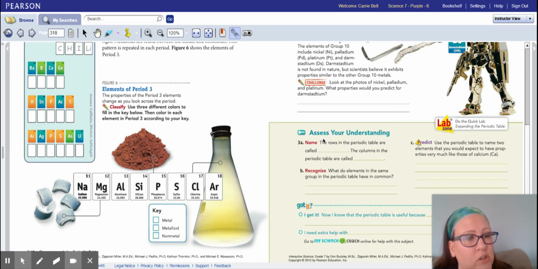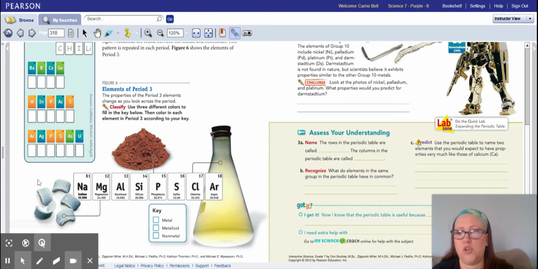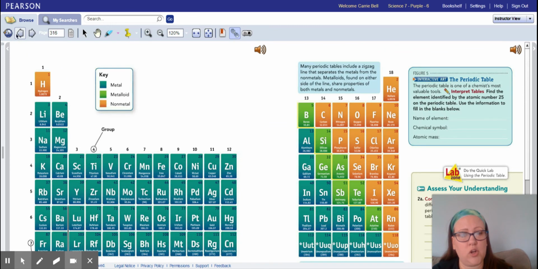And use the periodic table to name 2 elements that you would expect to have properties much like those of calcium. So you're going to go back and look on that previous page with the periodic table. You're going to find the element calcium, which is right here. And you need to give me an element that has a similar property. So you need to think about whether it was groups that have similar properties or periods that have more similar properties, and give me an element from either that group or period, whichever one it would be based on your reading and what I've gone over with you.